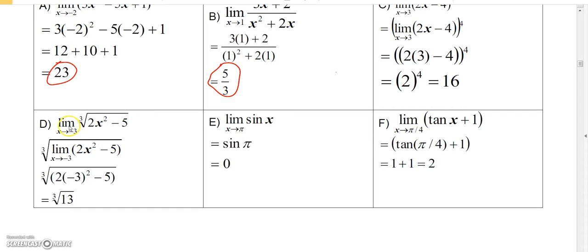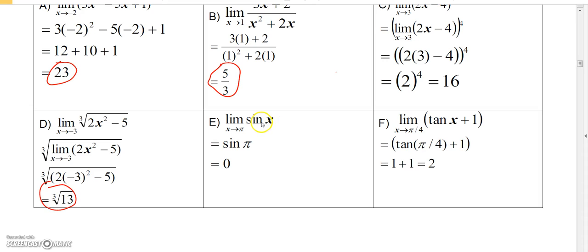And then this one is an example of the nth root. So the limit of the cube root of 2x squared minus 5 is actually the cube root of the limit of 2x squared minus 5 as x approaches -3. So just plug -3 in for x, and you're going to get 2 times 9 minus 5, which is 13, and then you're going to end up with the cube root of 13 for the answer there.